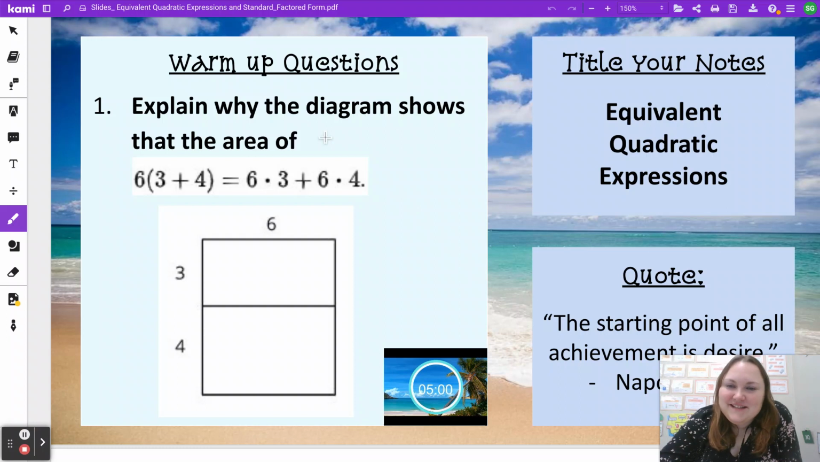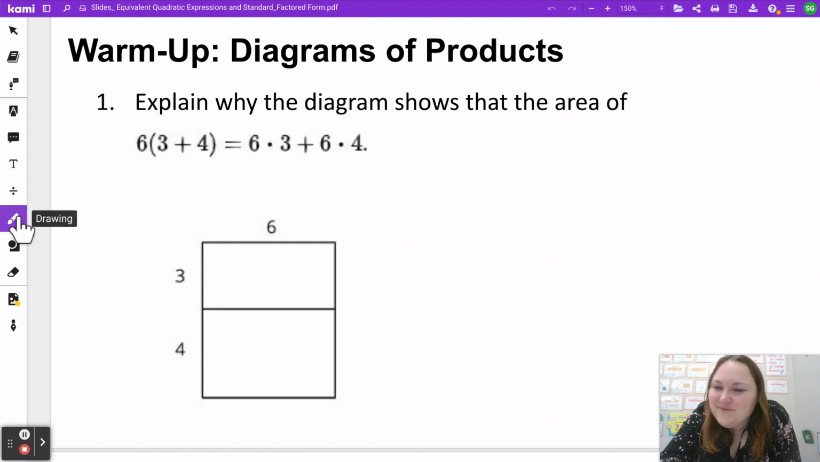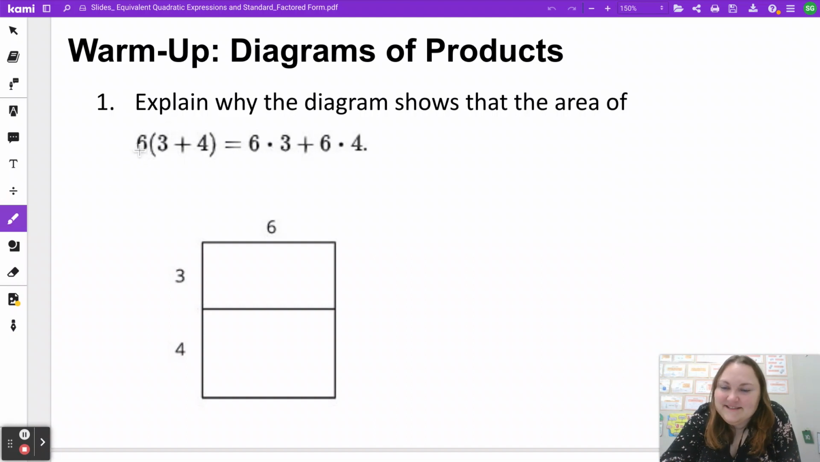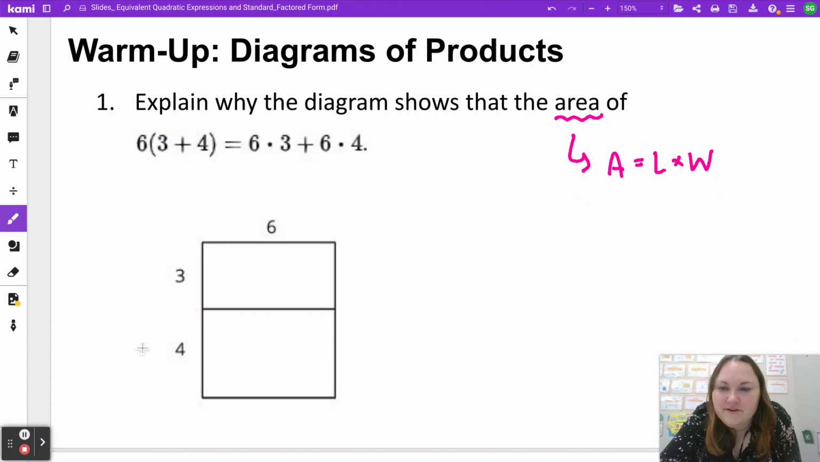The warm-up question asks you to explain why the diagram below right here shows the area of 6 times 3 plus 4 equals 6 times 3 plus 6 times 4. I'm going to go ahead and give myself some space here to talk through it. Looking at the left side of this equation, we've got 6 times 3 plus 4. We're given the clue that we're talking about area, and if you remember from developmental math, when you're talking about finding area, we learned that area equals length times width. That's going to be a big part for this.